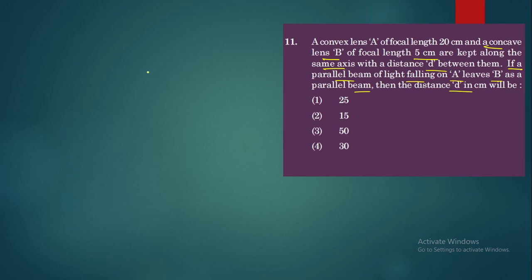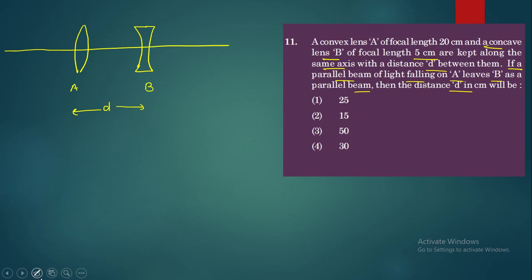So basically we are supposed to calculate, as we understand, this is the convex lens and this is the concave lens. This is A and this is B, and the distance between the lenses is d. Let's say this is the principal axis. Now if you can recall, if the focal length of the first one is f1 and the second one is f2, we already know that the focal length of this combination is given by 1 by f equals 1 by f1 plus 1 by f2 minus d divided by f1 f2.